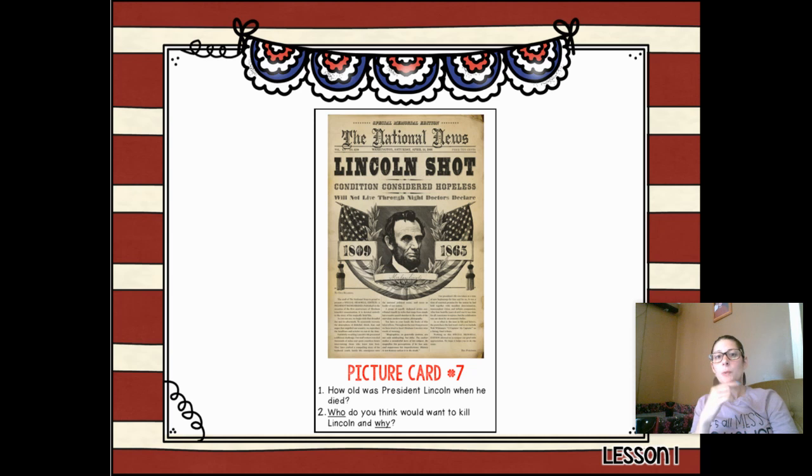All right, so look at this picture card. This is an actual newspaper release of when Abraham Lincoln was shot by John Wilkes Booth in the theater. So it says, how old was he? So he lived from 1809 to 1865. I'd have to get my calculator out to tell you how old he was, but you would subtract 1865 minus 1809.